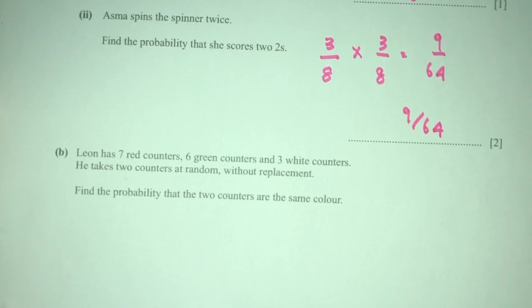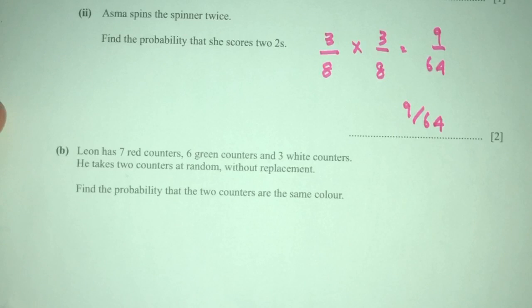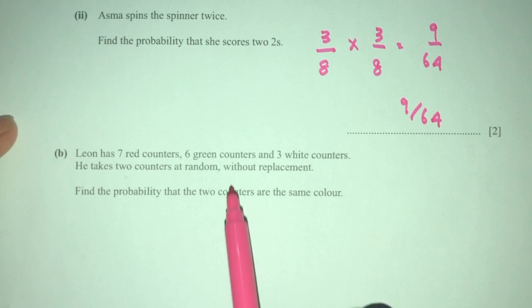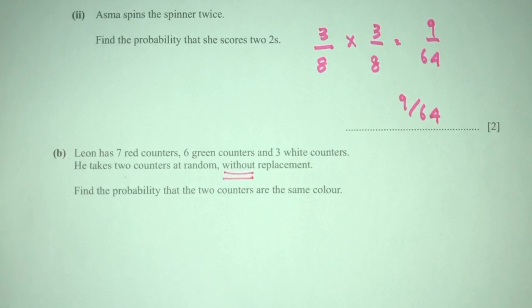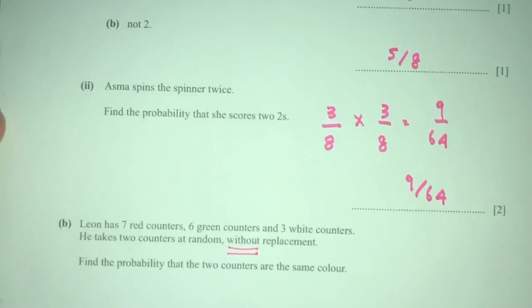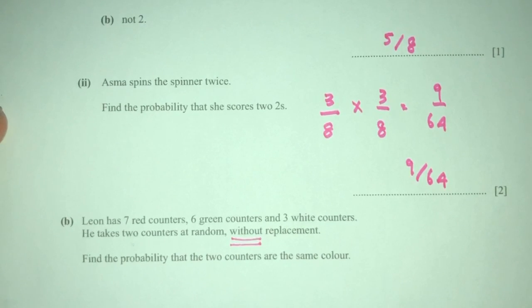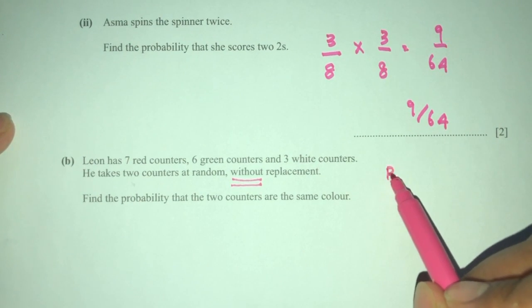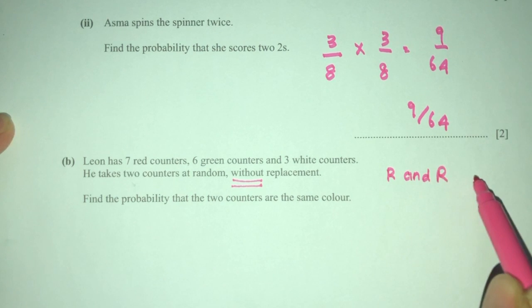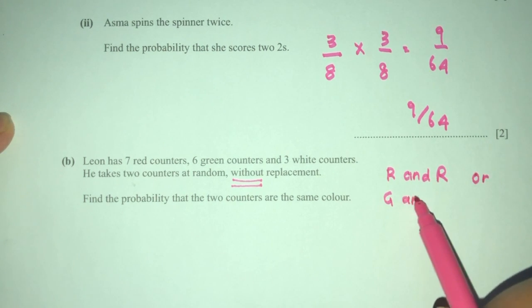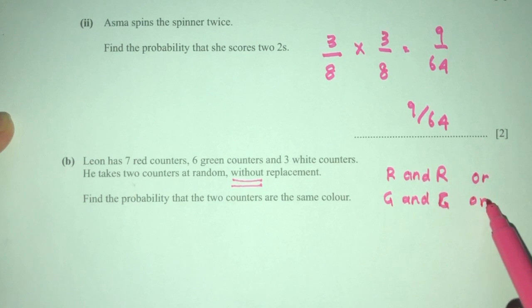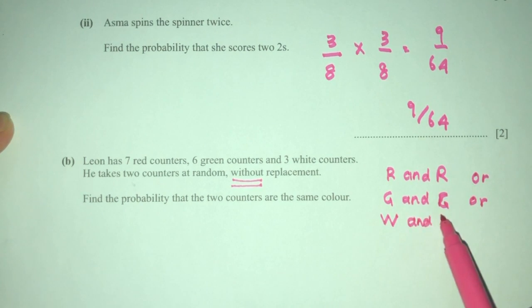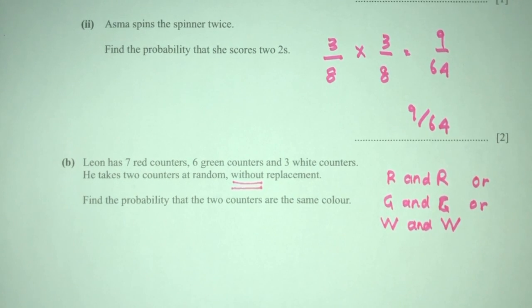Okay, cool. Now for part B, Leon has 7 red counters, 6 green ones, and 3 white ones. Now he takes 2 at random without replacement. Again, this is the key word right here. To know that it is without replacement, we have to remove 1 as we go, right? After picking 1, we have to remove 1 as we move on to the next pick. Now, we have to find the chance that the 2 counters are the same color. So, same color, he can get red and red, or green and green, or white and white, right?